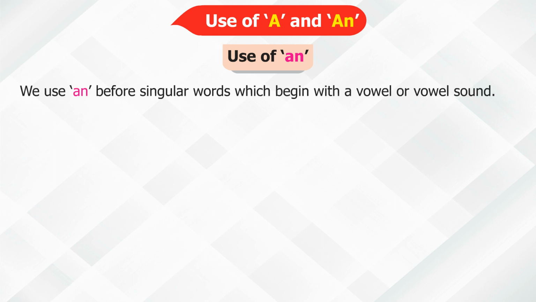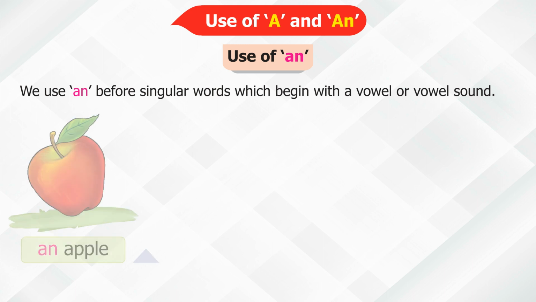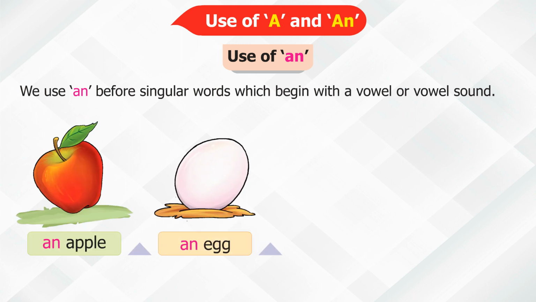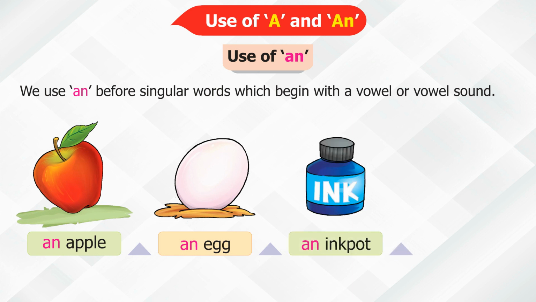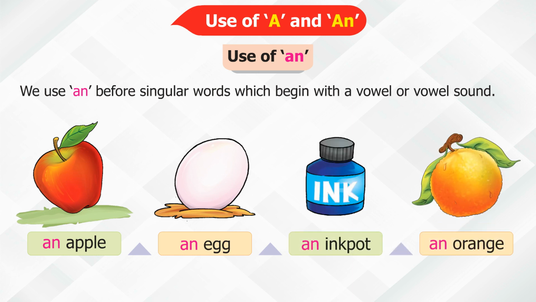Use of an. We use an before singular words which begin with a vowel or vowel sound. An apple, an egg, an inkpot, an orange.